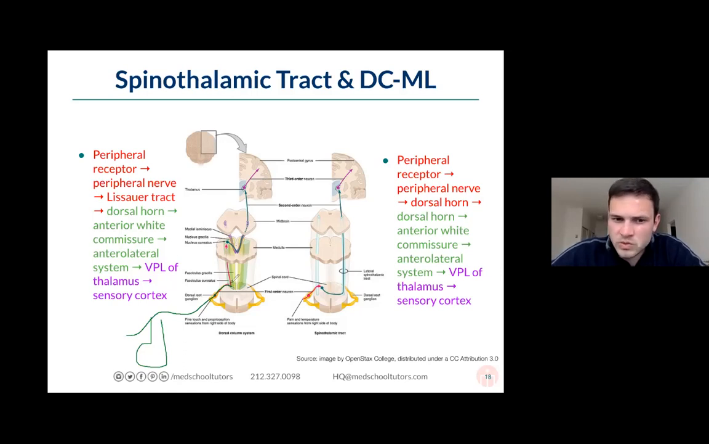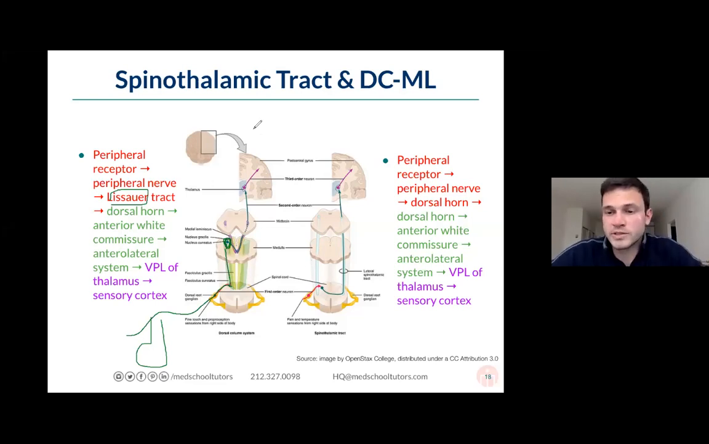And what's weird about this one is it's going to ascend, right? So let's say this was the foot, this came in at L4 or whatever. Rather than being happy and sort of doing its thing, it's not going to do that. It's going to sort of jump around, and it's going to ascend in something that's known as Lissauer's tract, and that becomes relevant here in a second. It's going to go up, I think anywhere from up to 4 levels, but usually 2. And then it's going to synapse in the dorsal part of the spinal cord.